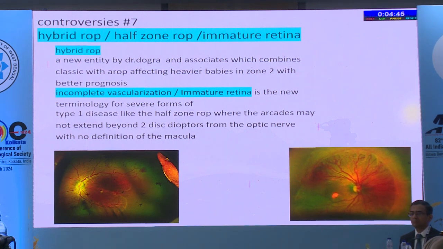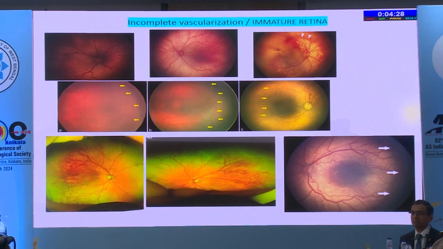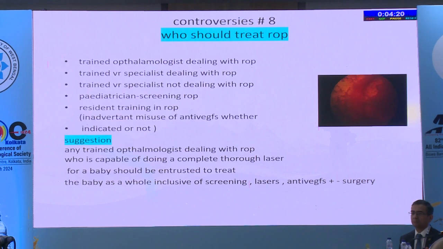a better prognosis. The incomplete vascularization or immature retina is a new terminology which addresses severe forms of type 1 disease like half-zone ROP, where the arcades may not extend beyond 2 diopters from the optic nerve with no definition of the macula. So these are several prototypes of the same thing showing this kind of disease, and you have to determine what you want to do as treatment for these diseases.